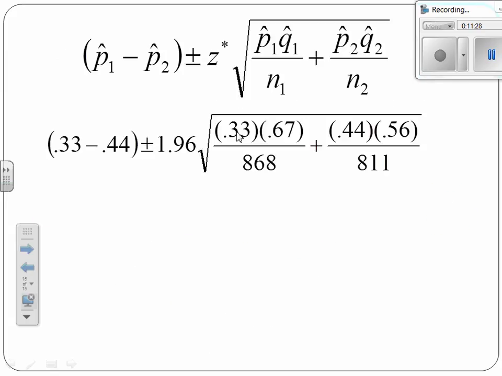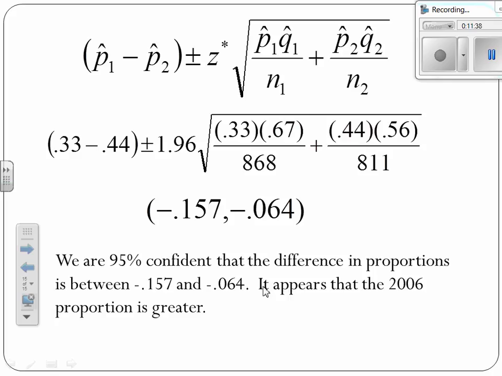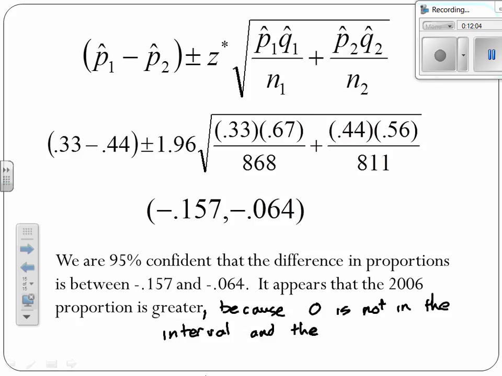We run through the mechanics, plug the right values in. There's the z star at 95%. That's a good one to know and have memorized. And so here we are. We're 95% confident then that the true difference in proportions is between that. And again, it appears that the 2006 proportion is greater. And why is that? I would add here because 0 is not in the interval. And really, this is the big reason why the entire interval is positive.